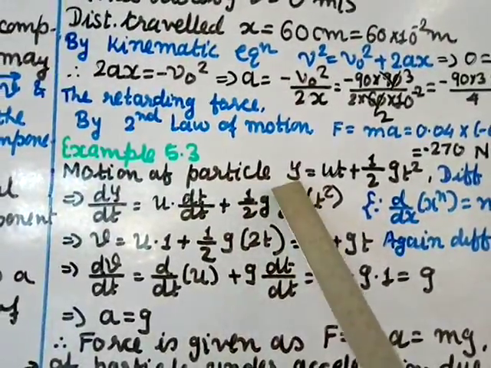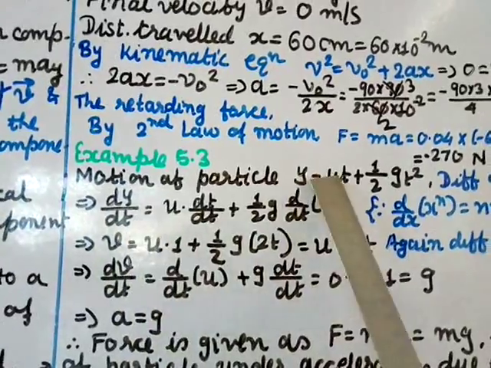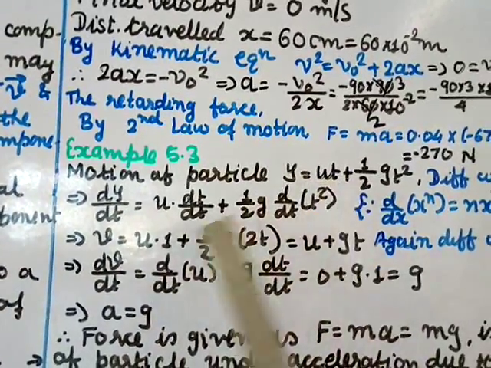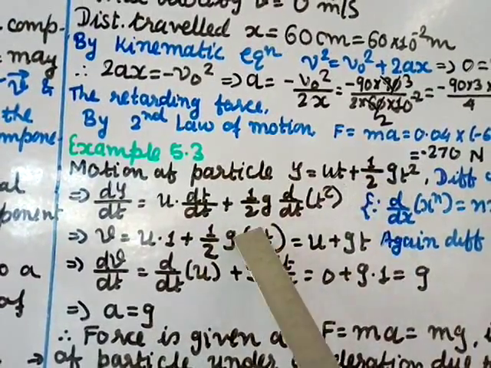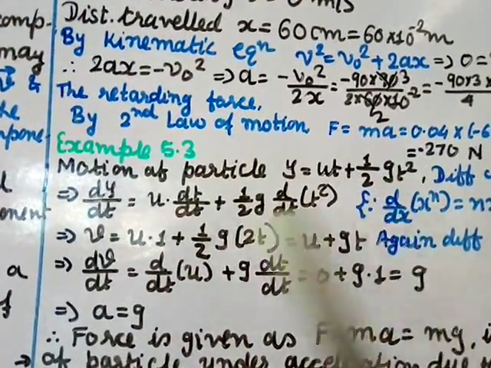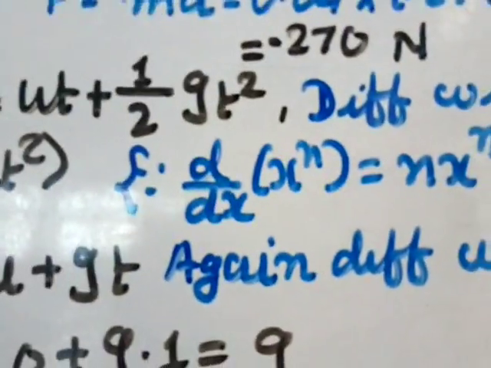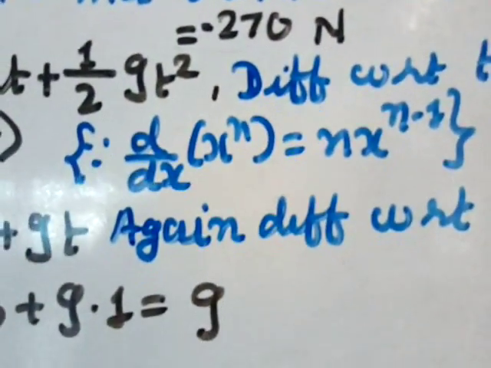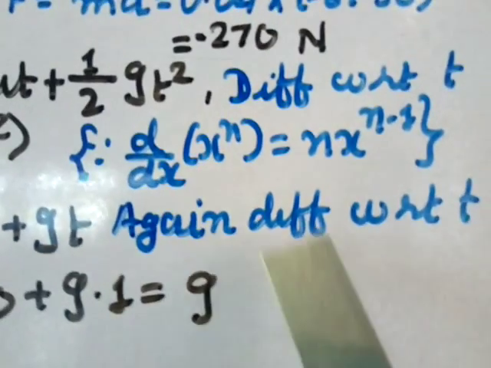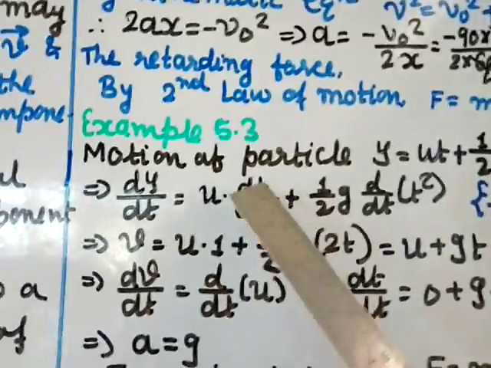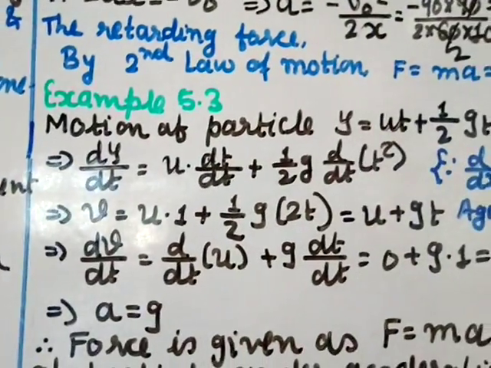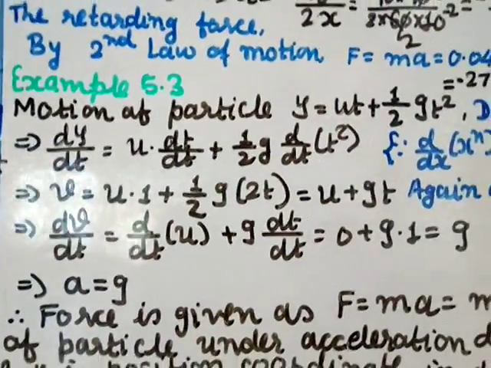Okay, so dy by dt equals u as it is, and t you have to differentiate with respect to t, that is dt by dt, plus 1 by 2 g as it is, d by dt of t square. Now this is the formula of d by dx of x power n, and the formula is n into x power n minus 1. This formula you know, right? So for the first, dt by dt, that is derivative of t with respect to t, will become 1. This also I have given you.